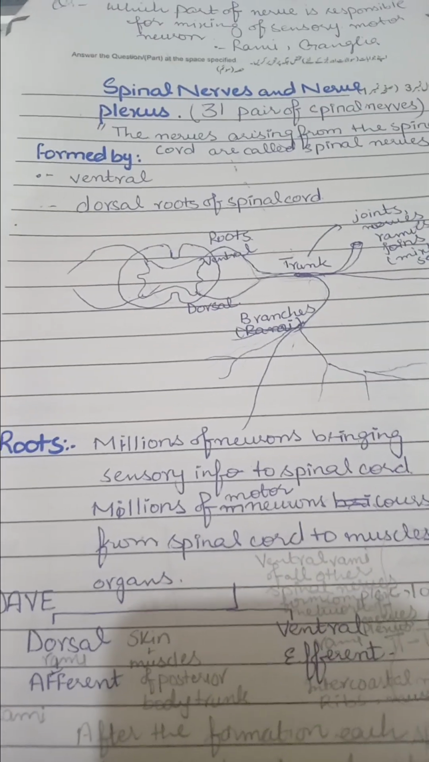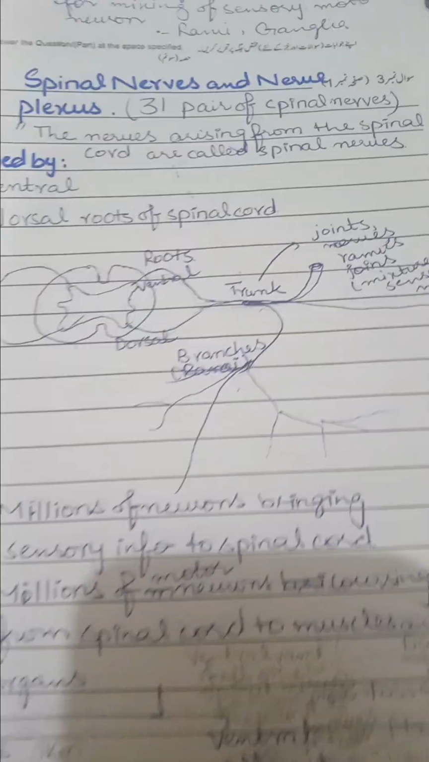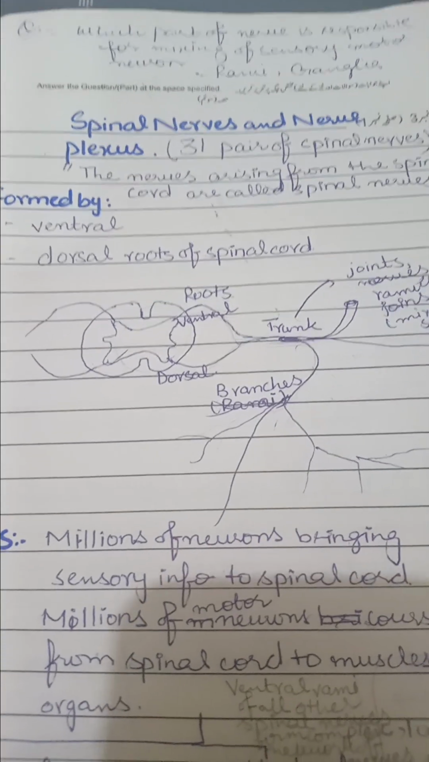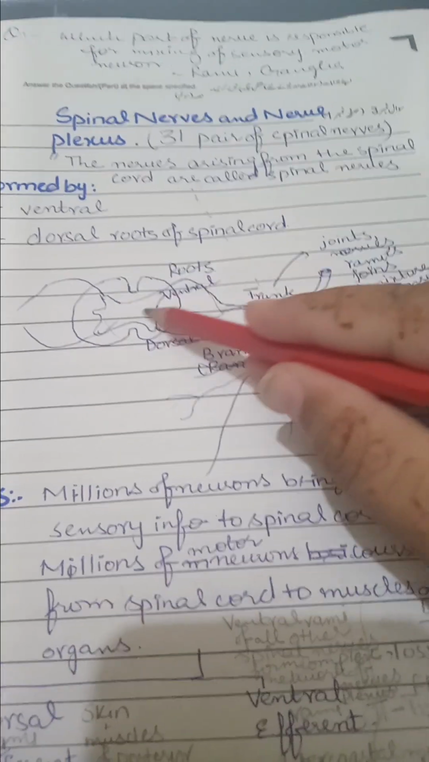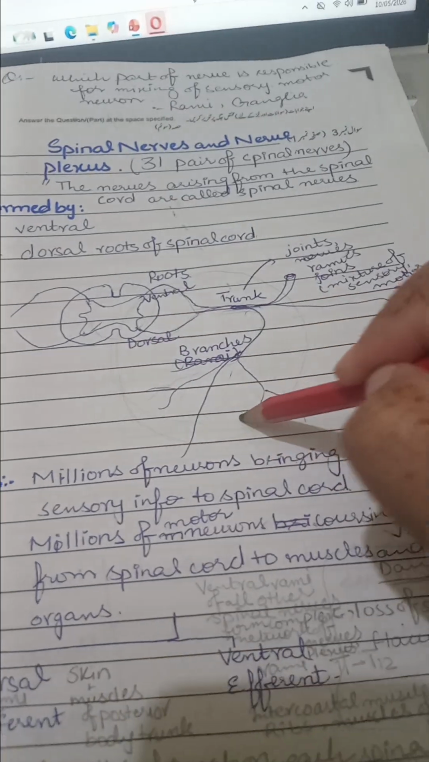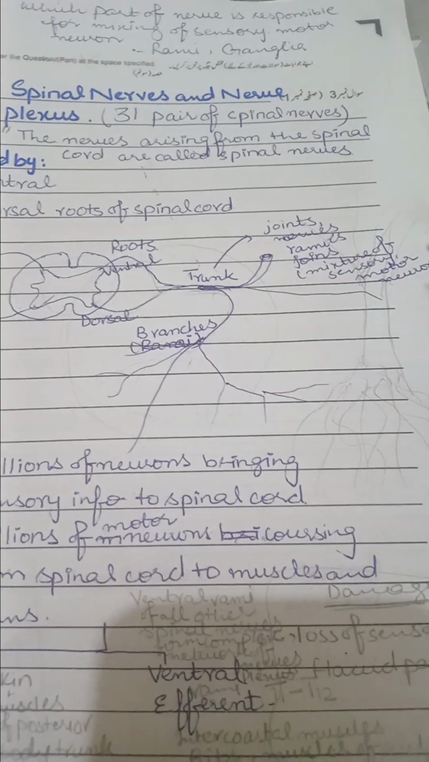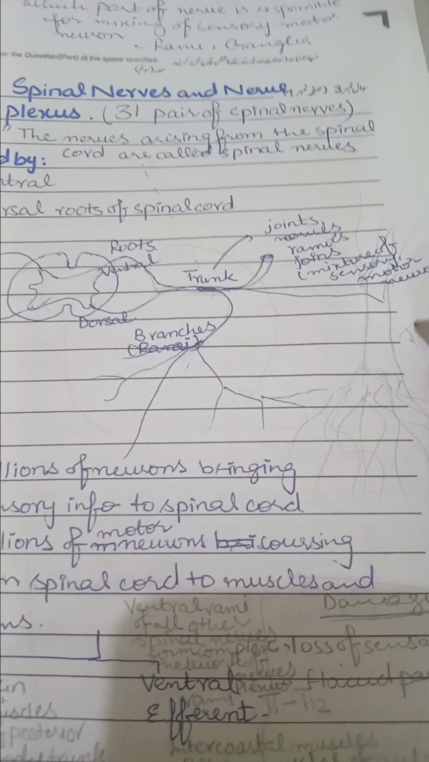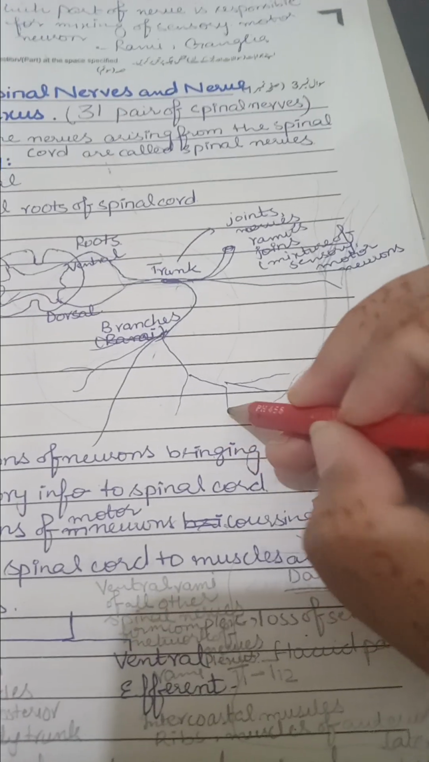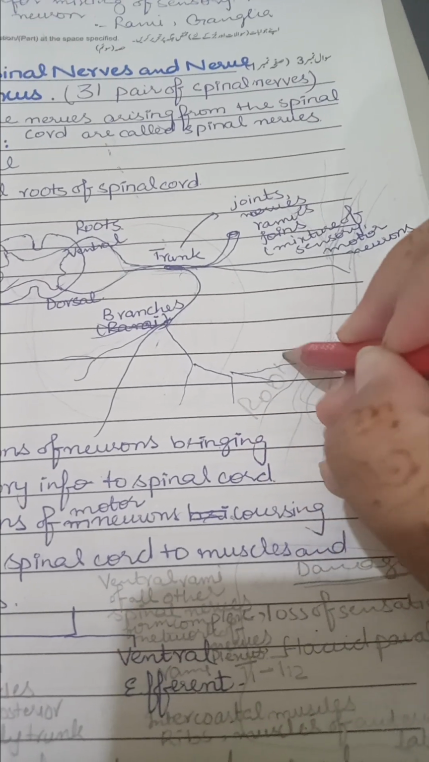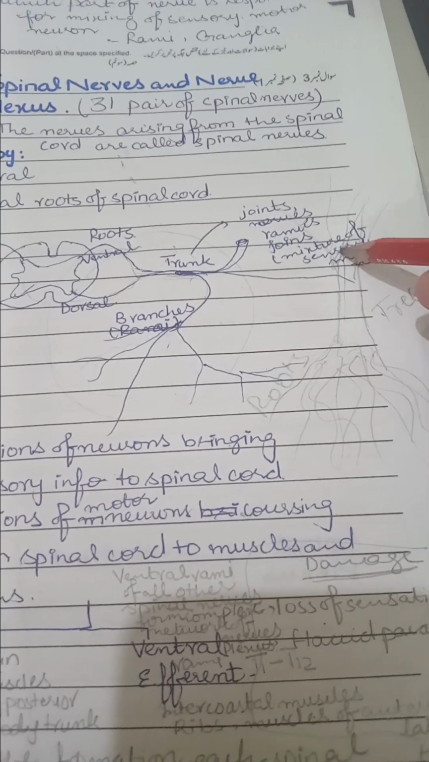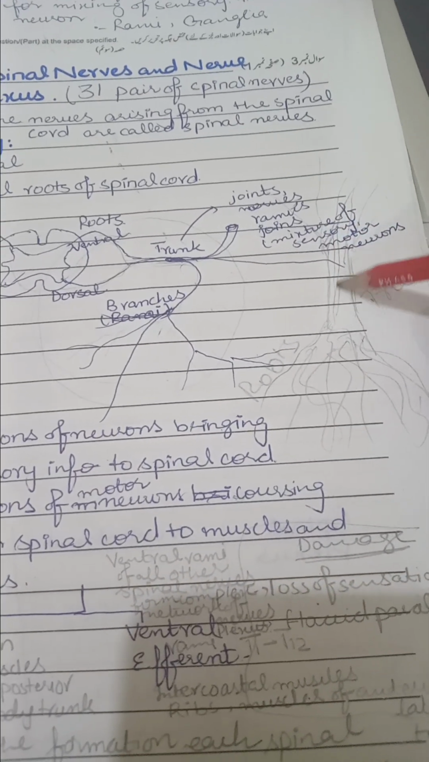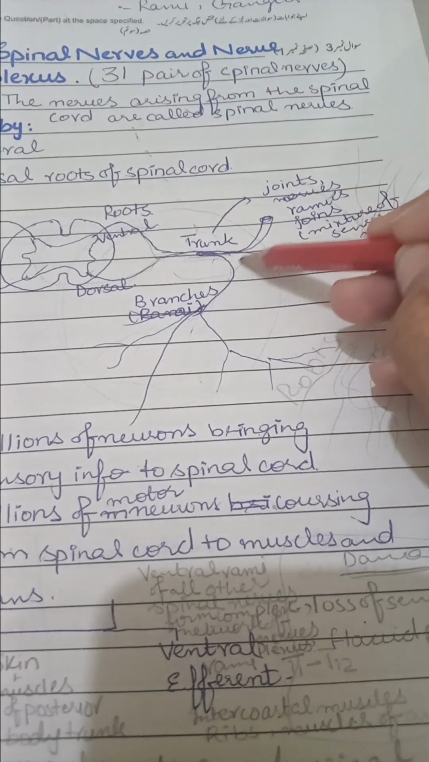So the spinal nerve basically has three parts. First of all, it has roots, then it has a trunk, then it has branches. This structure is very, very similar to a tree. If we compare this structure with the tree, these are roots, which we will consider the dorsal and the ventral root of the spinal cord. Now there will be a trunk where some nerves are moving in line like that, which is this trunk.